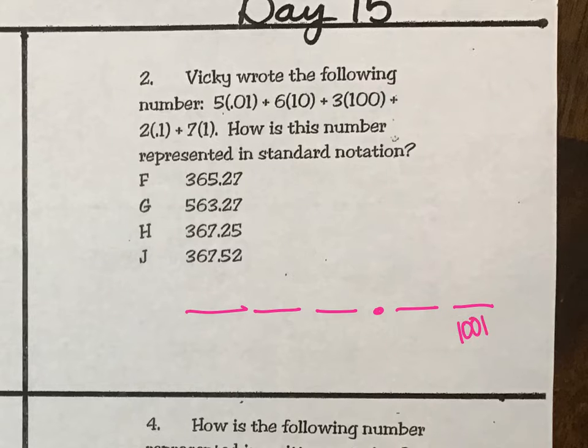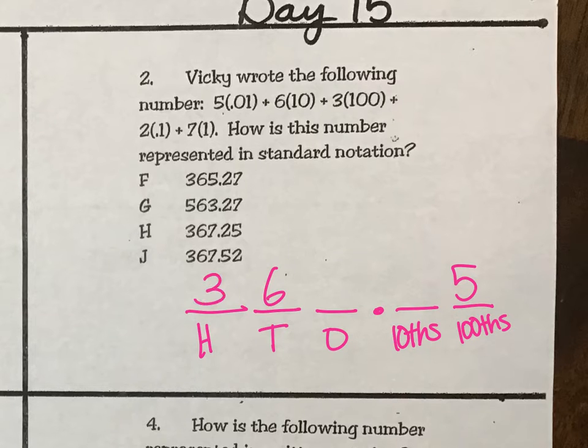So hundredths, tenths, ones, tens, hundreds. We're looking at our whole number. 5 times 100th means the 5 goes in the hundredths place. 6 times 10, that's a value of 60. The 6 goes in the tens place. 3 times 100 has a value of 300. That's going to go in the hundreds place. 2 times 1/10, that means 2 tenths, a value of 2 tenths. And then 7 times 1, which means your answer is H.